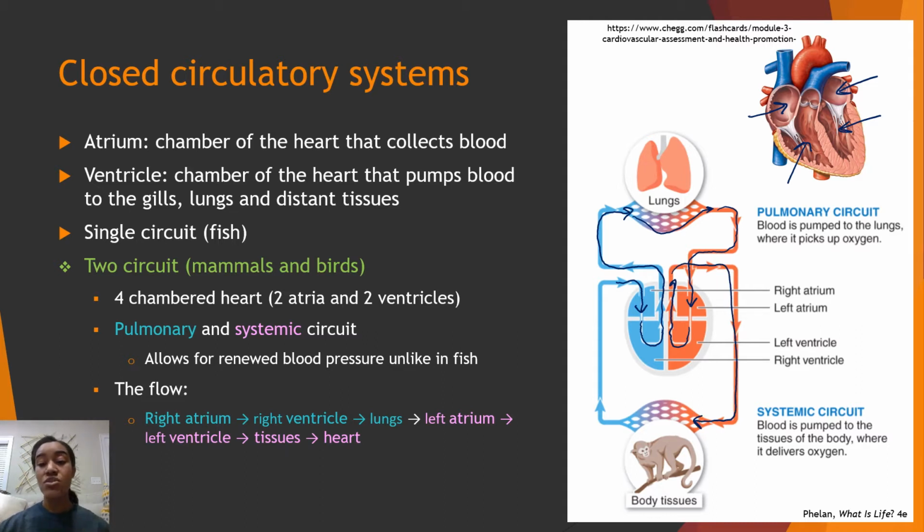And at the tissues is where the blood will be deoxygenated, which is why it goes from red to blue in this picture. And that deoxygenation occurs in the capillaries, which is where gas exchange occurs. And then the deoxygenated blood will travel back to the heart via the veins and enter into the right atrium.